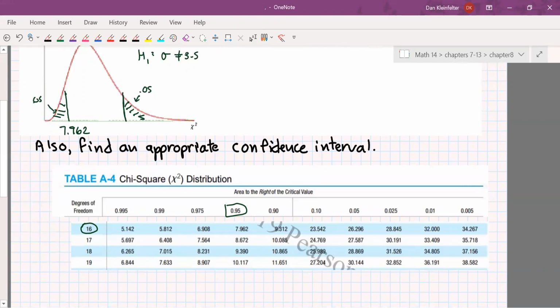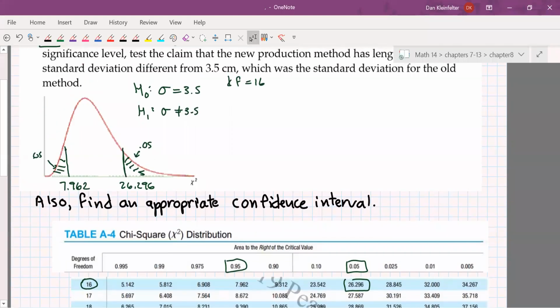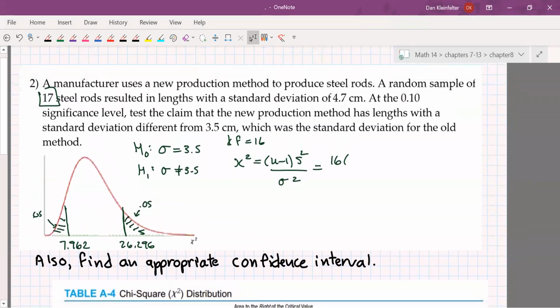Then for the one on the right, there's 0.05 as the area to the right. So it will be 26.296 as the other critical value. So now the test statistic. Our n minus 1 is 16. Our s is 4.7 centimeters. The hypothesized value was 3.5.